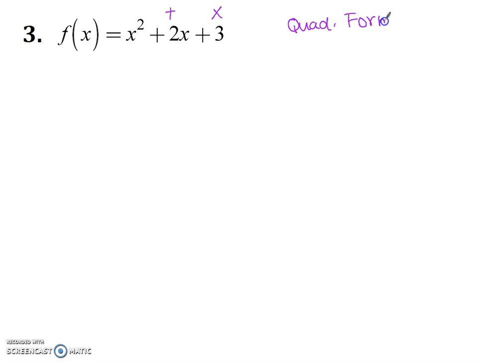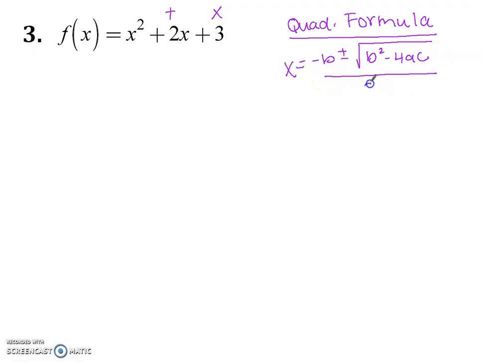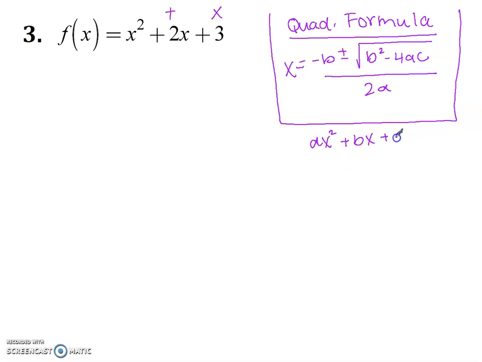So, to review the quadratic formula, hopefully you remember it, that's going to be x equals the opposite of b. So negative b means the opposite sign of b. And then we've got plus or minus the square root of b squared minus 4ac, all of it over 2a. So make sure you know this quadratic formula here. And a is always the x squared coefficient, b is always the x coefficient, c is always the constant. So here my a is 1, my b is 2, my c is 3.